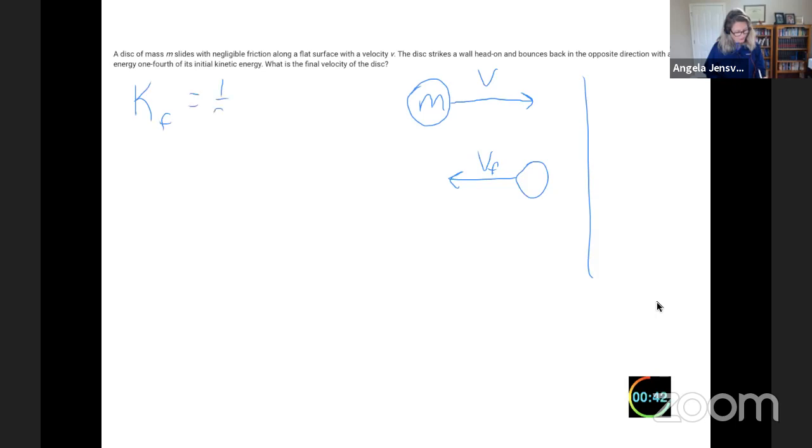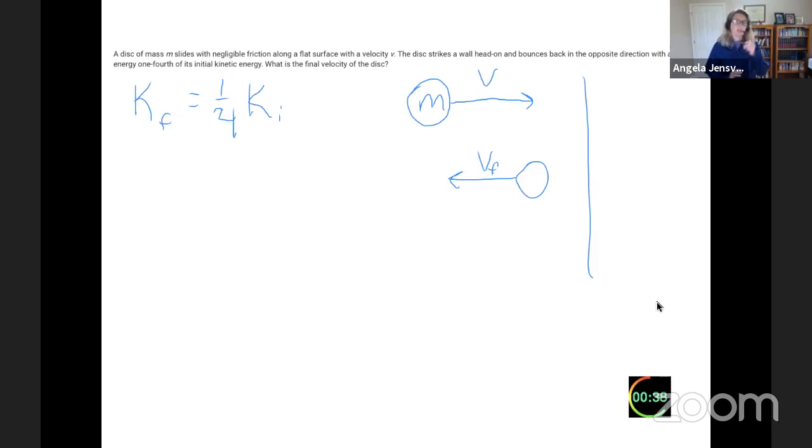Okay, I hope you drew a sketch. So you have a disk of mass m, and it's sliding with velocity v, and then it bounces back. We don't know what the speed is. We'll call it v final. And they said that the final kinetic energy is 1/4 the initial kinetic energy.